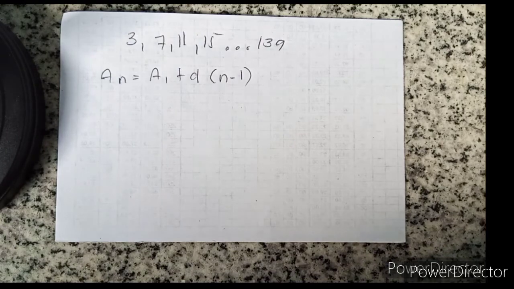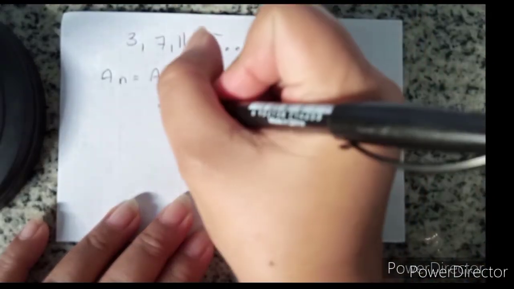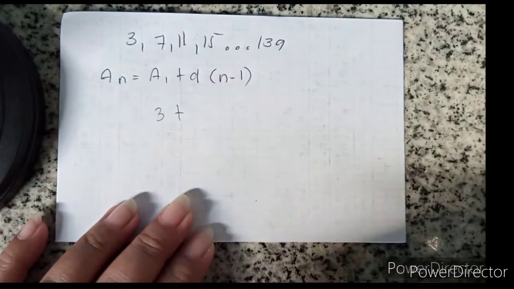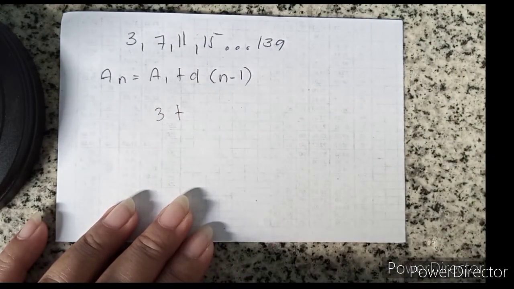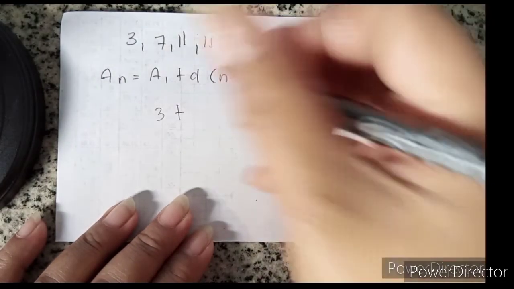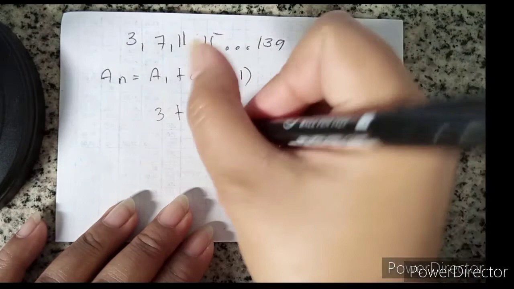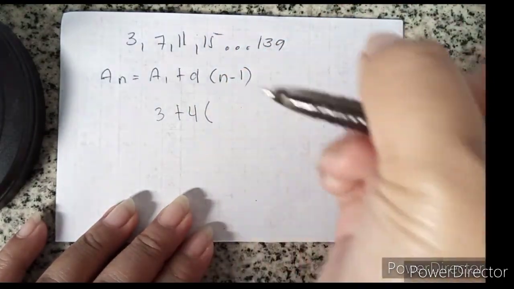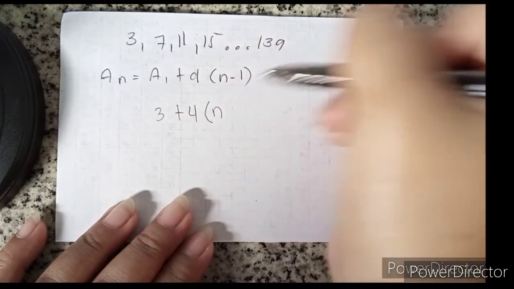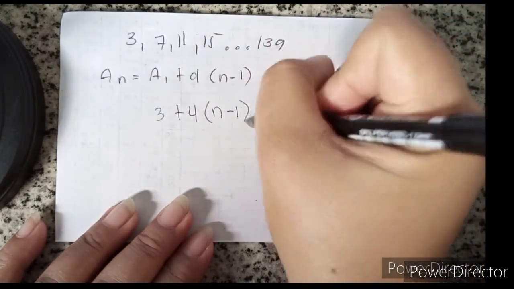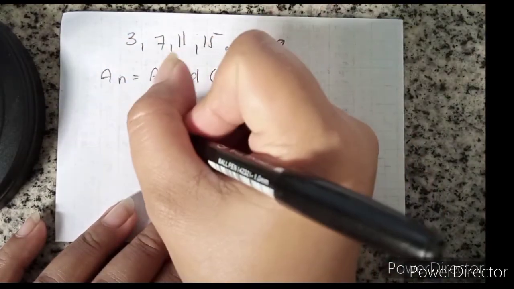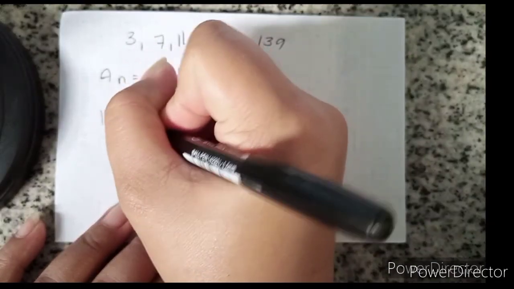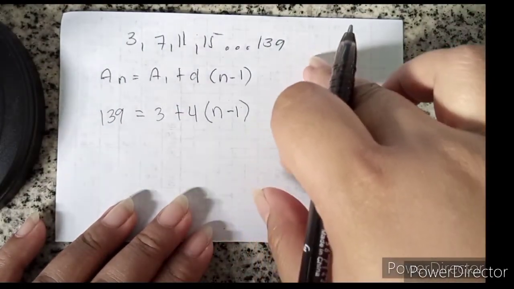First, we're going to substitute the values. We have a sub 1, which is 3, plus the common difference. The common difference here is 4. Then the number of terms we don't know, so we put n minus 1. The a sub n is the last term, so 139, the value of the last term here.